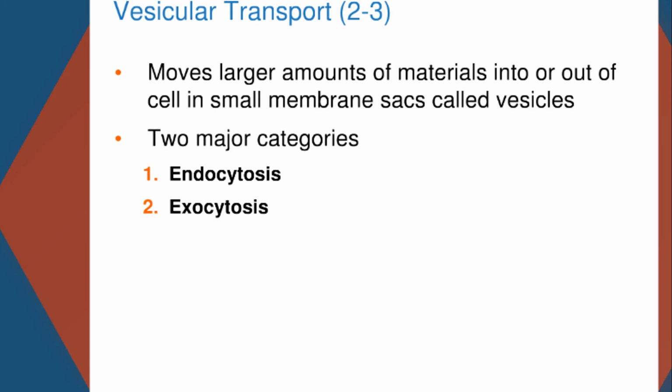There is vesicular transport. Vesicular transport moves larger amounts of materials into or out of the cell in small membrane sacs called vesicles. There are two major categories. First category is endocytosis, and second category is exocytosis.